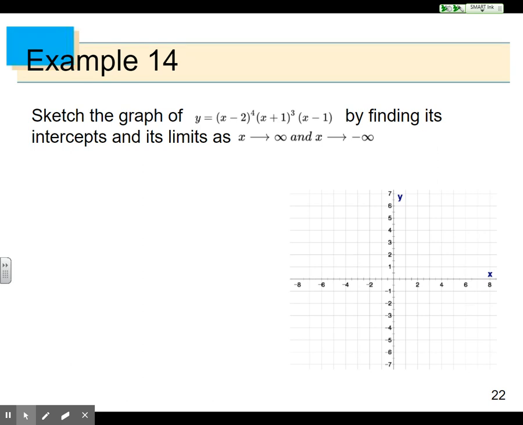Okay, so first of all, finding its intercepts. Whenever I'm finding the intercepts of a polynomial function like this, it's already factored. My x-intercepts are just going to be whatever makes all of these terms up here equal to 0. What makes each factor equal to 0. And so that tells me where it crosses the x-axis. So 2, 1, and negative 1.